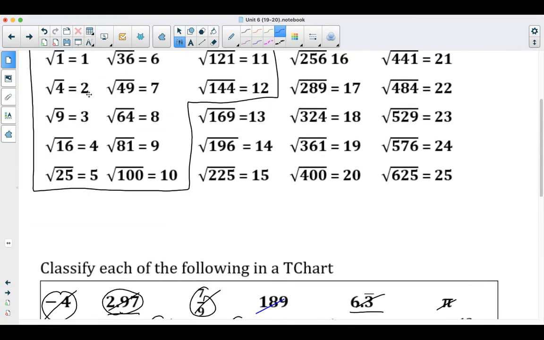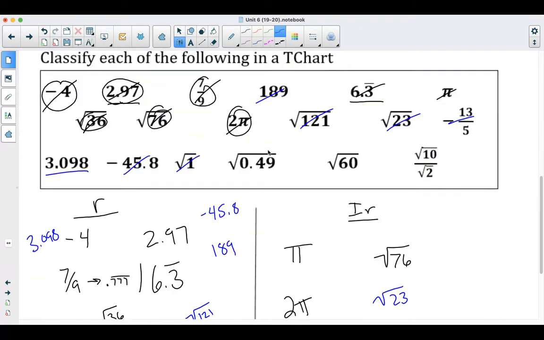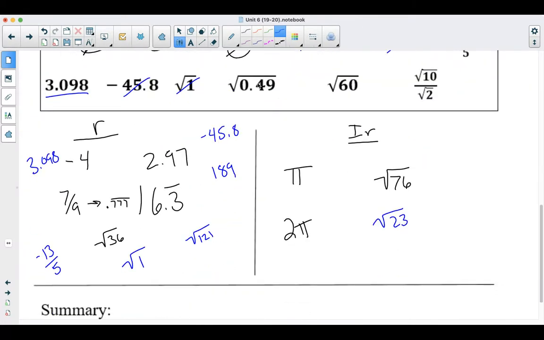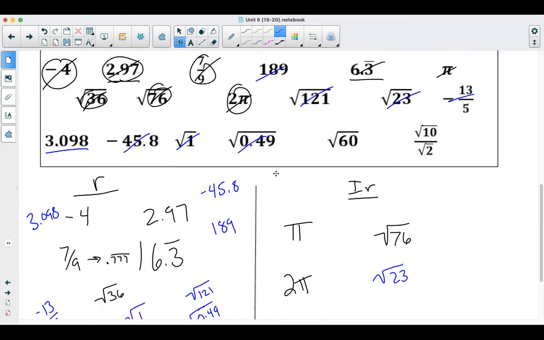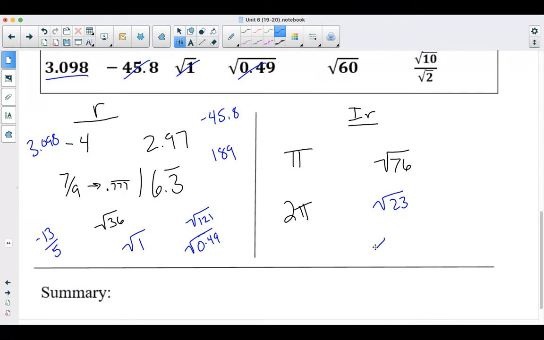Square root of 1, is that in here? Oh, yes, it is. What's 1 times 1? 1 times 1 is 1. Square root of 0.49. Well, notice that we don't go down that low, but what's the square root of 49? That's 7. If I just make it into a decimal, it's just going to be 0.7. So this square root of 0.49 is going to be on this side. Square root of 60. Well, I got 64, no 60. So square root of 60 is on this side.